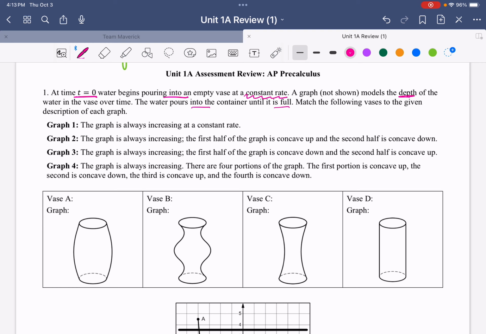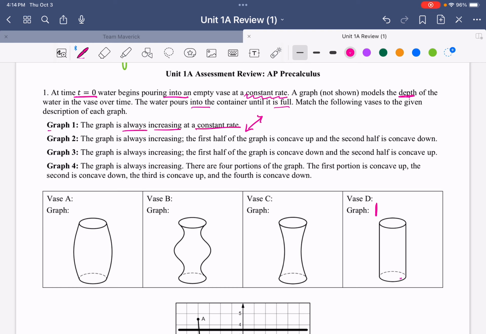Okay, so graph 1. The graph is always increasing at a constant rate. So if it's always increasing at a constant rate, that would look linear. And remember, what is increasing is the depth of the water. If the depth of the water is increasing at a constant rate, the vase would have to look like this. So this would be graph 1.